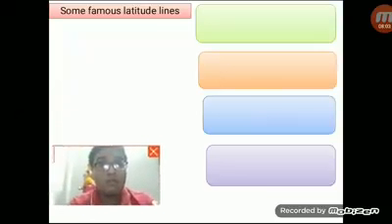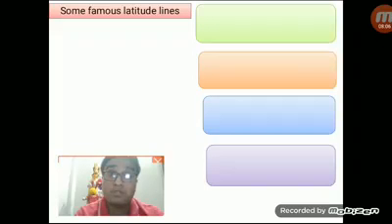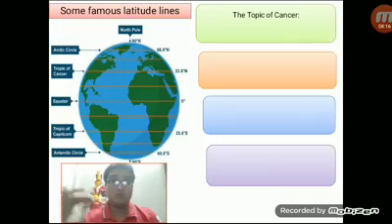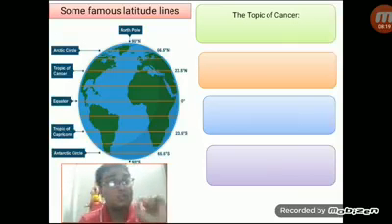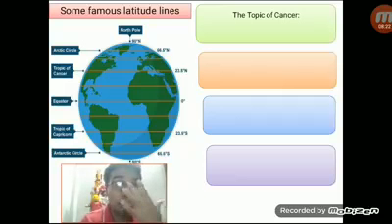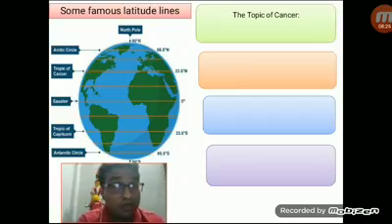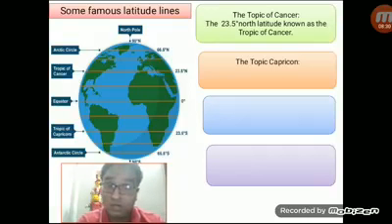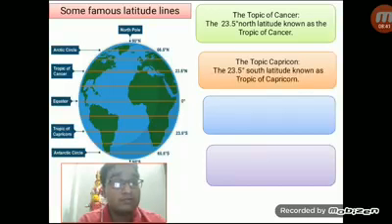So now I am going to discuss some of the famous latitude lines. At first I am going to show you a picture. So this is the picture. First of all, I'm going to give the definition of the Tropic of Cancer. Basically, 23.5 degrees north latitude is called the Tropic of Cancer. So this is the definition. Next, the Tropic of Capricorn. It will be just vice versa. The 23.5 degrees south latitude will be called the Tropic of Capricorn.